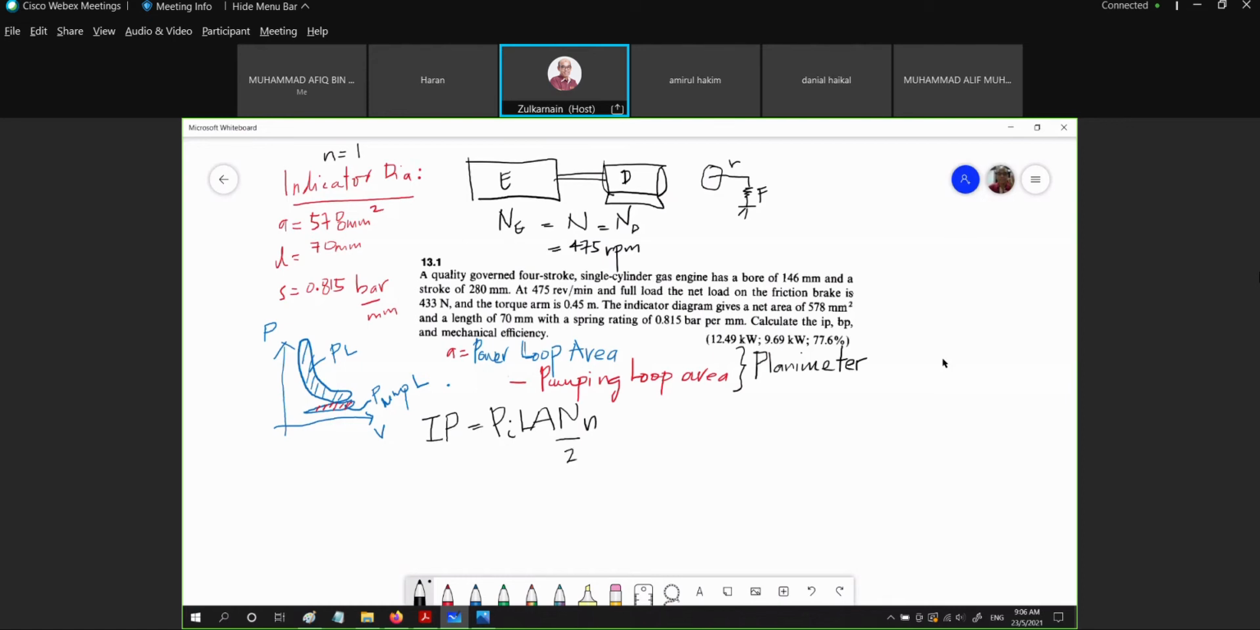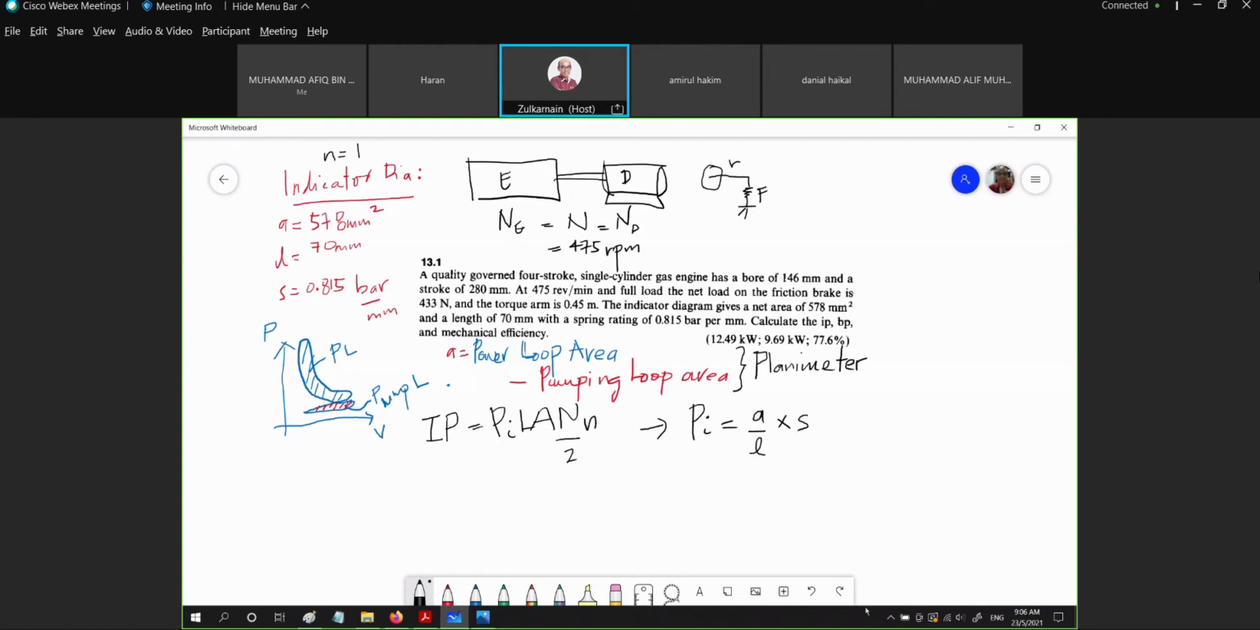Boleh guna tak? Tak boleh kan? Sebab kita tak tahu kita punya PI. Tapi kita kena dapatkan PI lah. So how to get the PI? PI ni kita dapat daripada kita punya indicator diagram. A over L multiply by S.